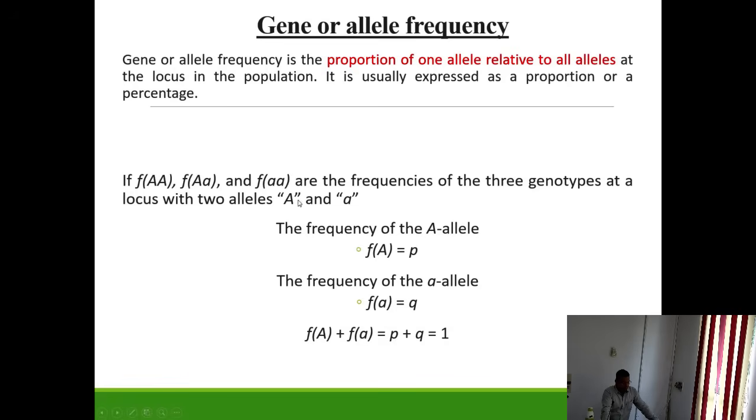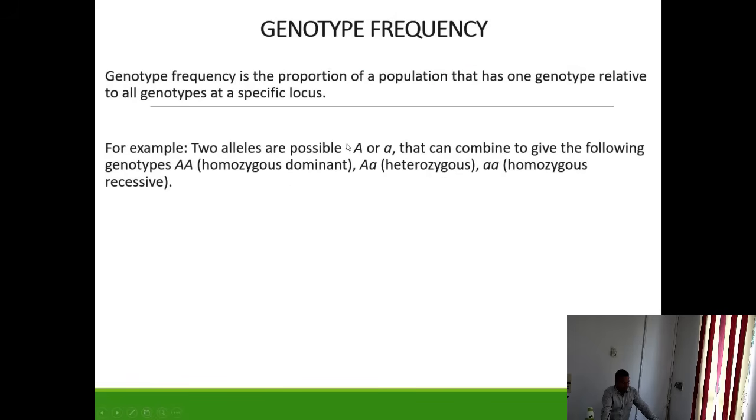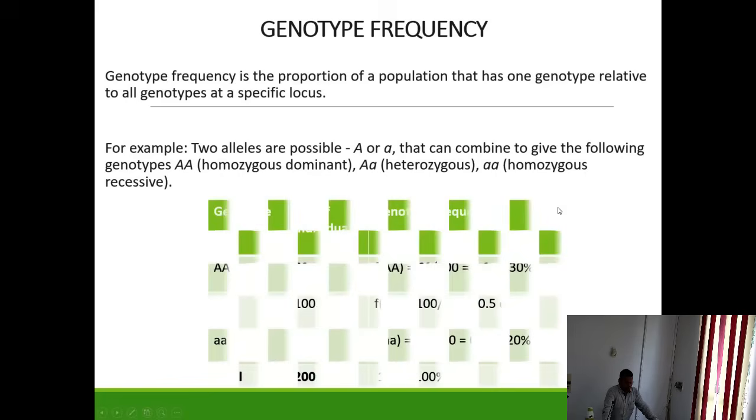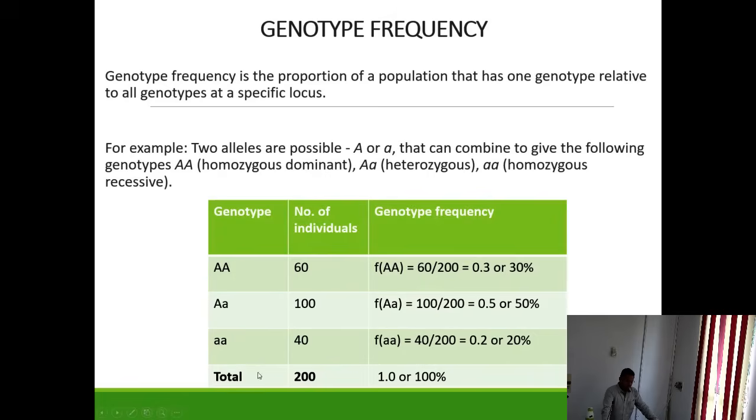Similarly, there were 3 genotypes, so from there we can calculate the genotype frequency as well. These are capital AA, the homozygous dominant type, the heterozygous, and the homozygous recessive type. In this example there are 60 individuals of capital AA, that means 60 out of 200. That gives a genotype frequency of around 0.3 or 30%. For the heterozygotes, it is 0.5 or 50%. So in this way you can calculate the genotype frequency.